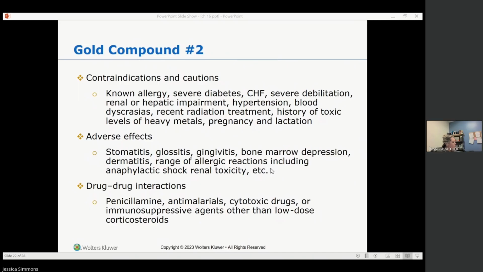Adverse effects with gold salts are probably related to the deposition in the tissues. So stomatitis, inflammation of the mouth, glossitis, inflammation of the tongue, gingivitis, inflammation of the gums, pharyngitis, inflammation of the throat, laryngitis, the larynx, colitis, the colon, diarrhea, and other GI inflammation. A lot of inflammation with these gold salts. Bronchitis, pneumonitis, bone marrow depression, vaginitis, dermatitis. I mean, all the itises, all of them.